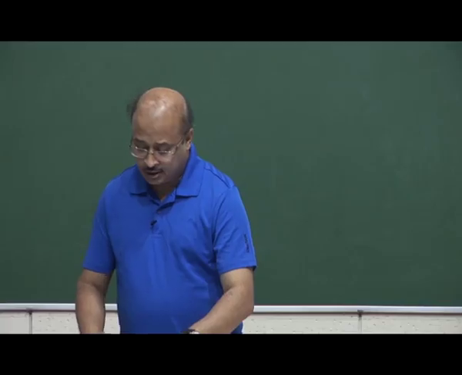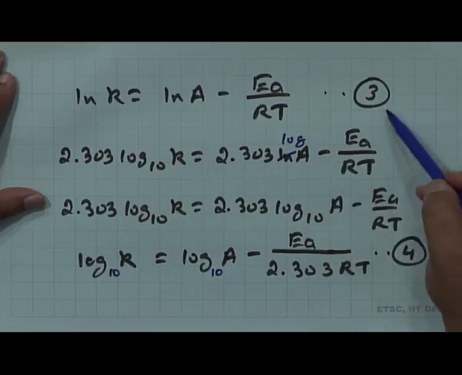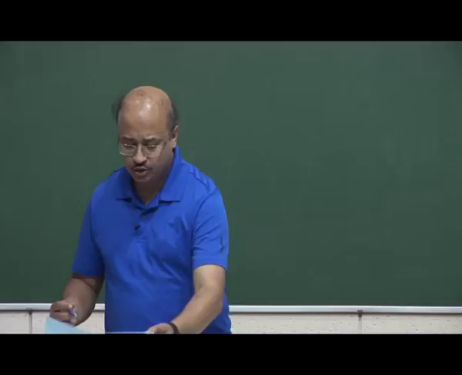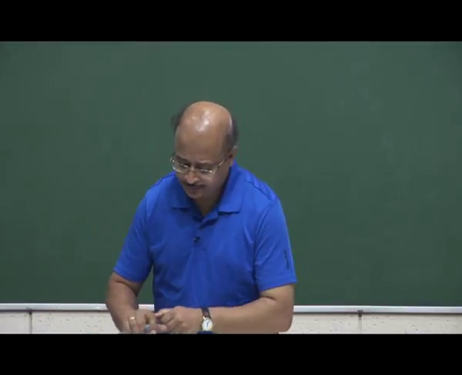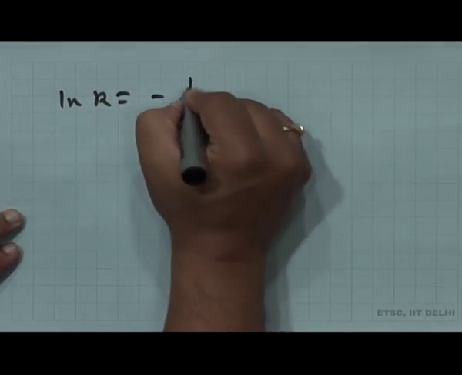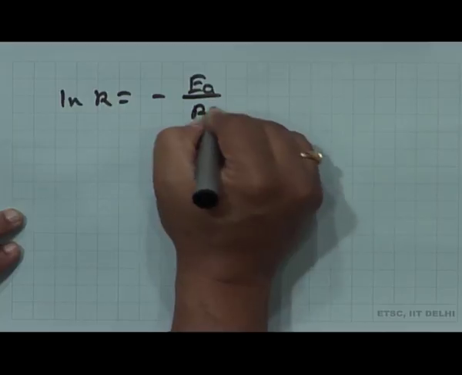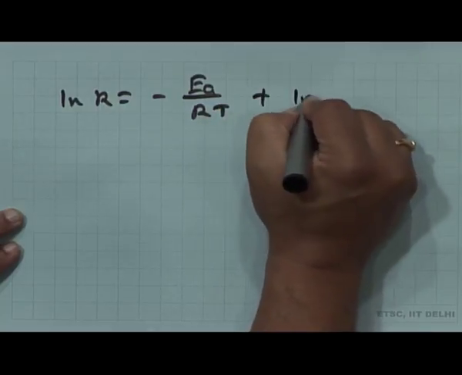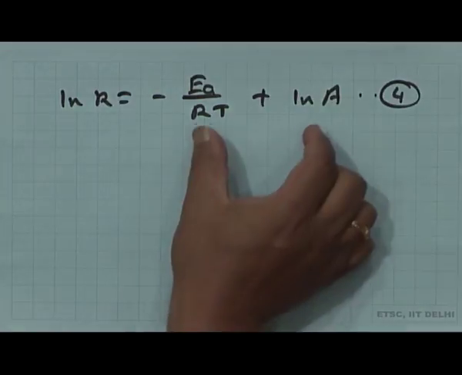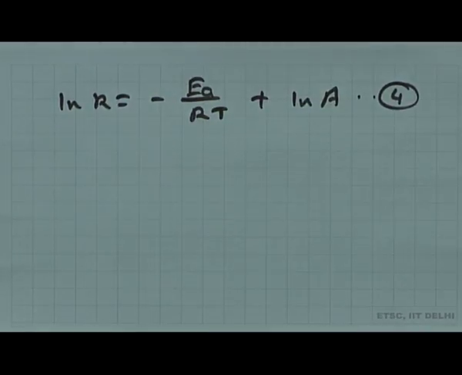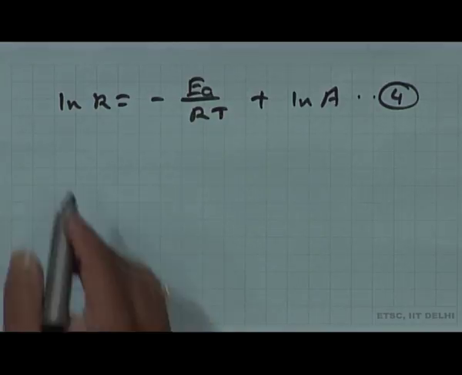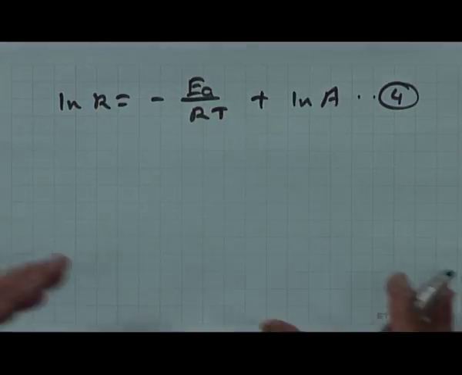Okay. Again you look at equation 3 out here. If I write this equation in a little different form, I can write it like this: natural log of k is equal to minus E a over R T plus ln A, let this be 4. I just switched the order of the terms, and once I have written this, you immediately understand this is the equation of a straight line.